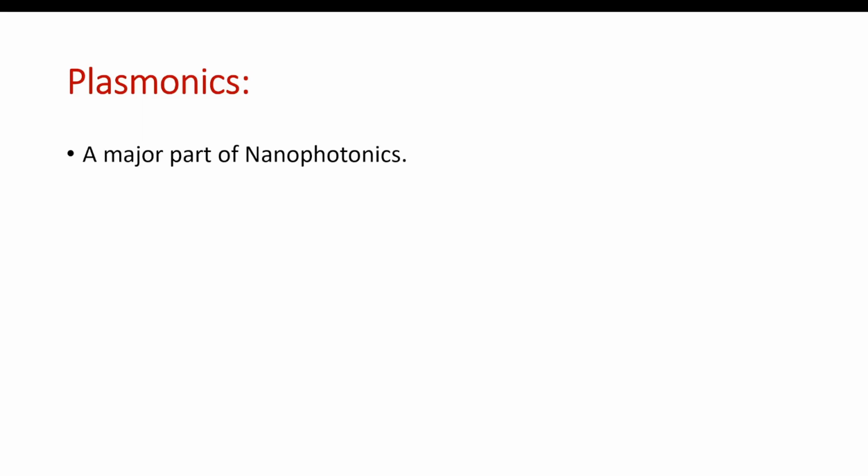Almost all materials can be divided into two types, metallic and non-metallic. The engineering of the free electrons of metals, what we term plasmonics, constitutes a major part of nanophotonics. Why nano? A nanometer is the scale of 10 to the power minus 9 meter.